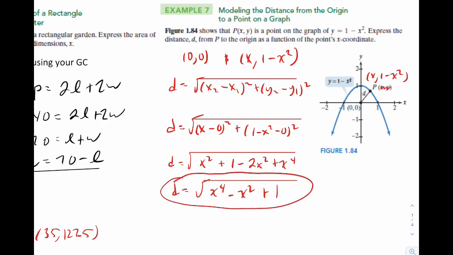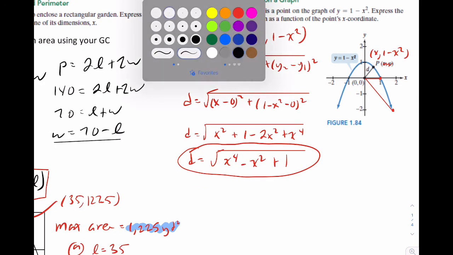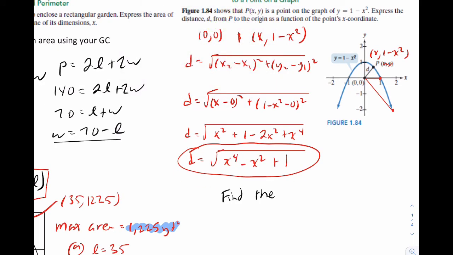So what we have here is a formula that will generate how far we are on any given point on the parabola, so anywhere, to the origin. So for example, if I plug in 1, this formula will generate the length of this line. If I plug in 2, the formula will generate the length of this line. So that's pretty cool. So the extension is going to be to find the minimum distance to the origin. So to do that, we're going to use our calculator.